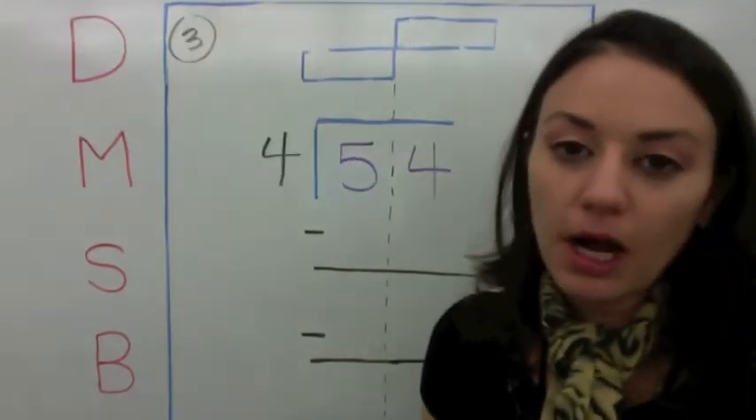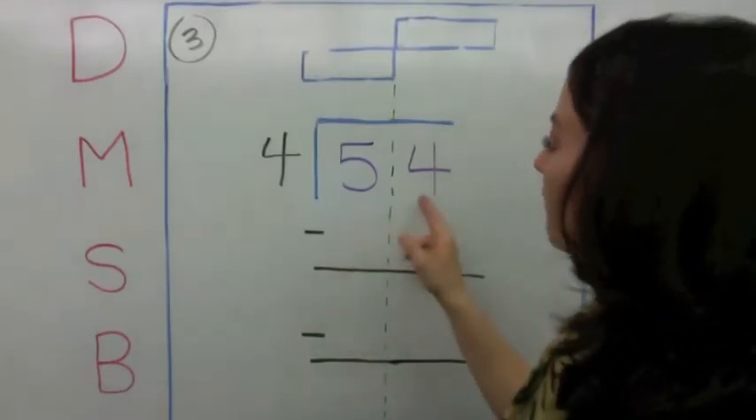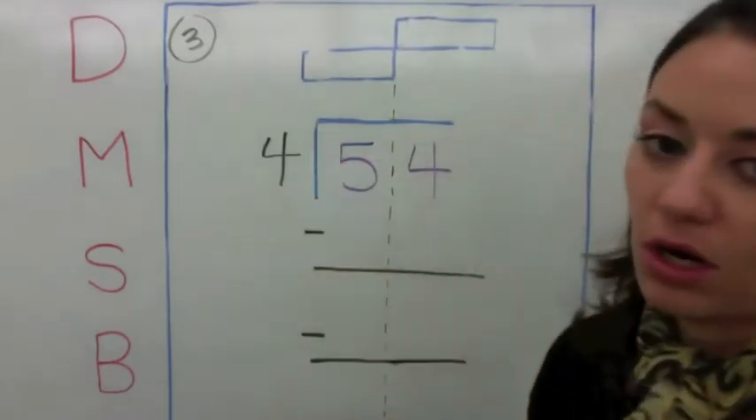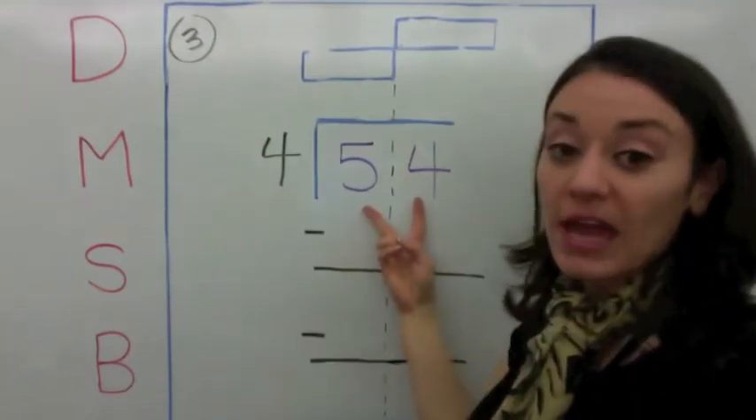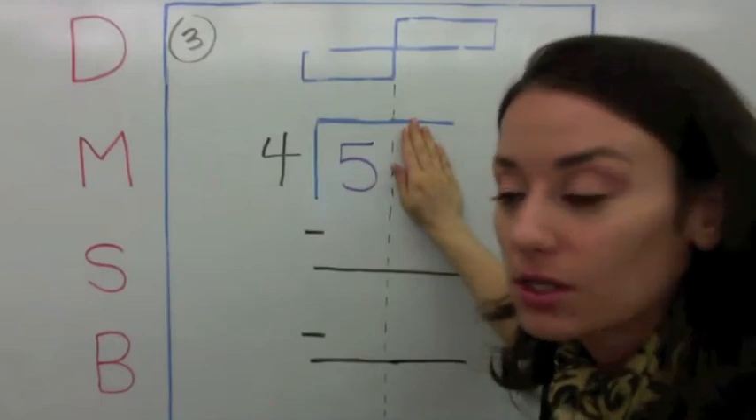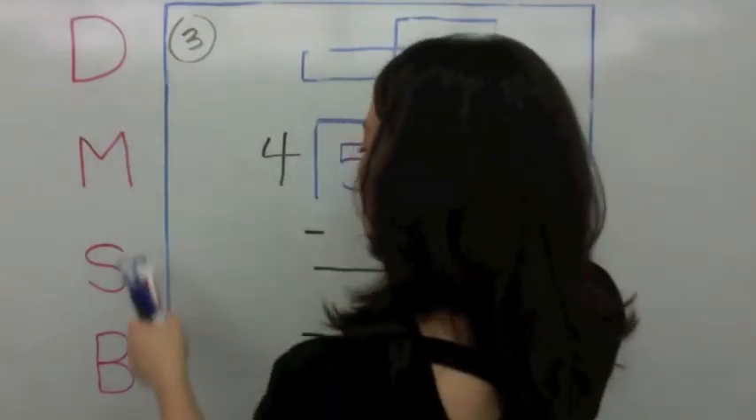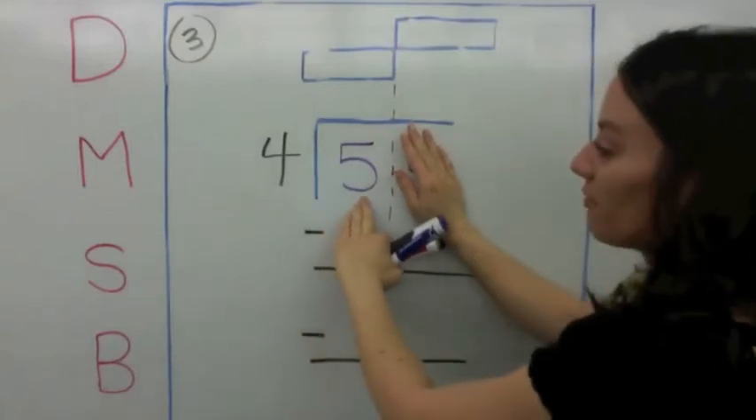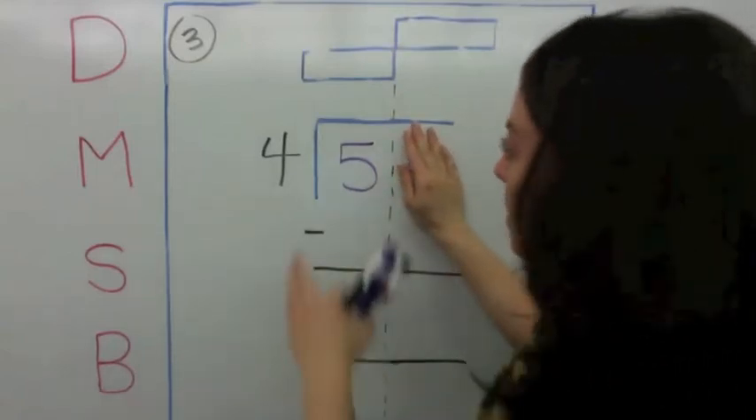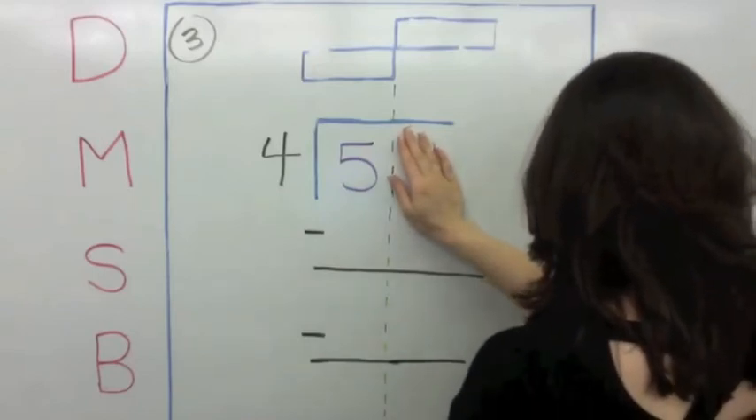Okay, so problem number 3 says 54 divided by 4. This is a 2-digit number, so what we have to do is work with 1 digit at a time to solve this division problem, right? So we follow the steps DMSB for just 5 divided by 4, okay? And that's what this box is for, we're going to make tallies in this box. So we have 5 divided by 4, all right?